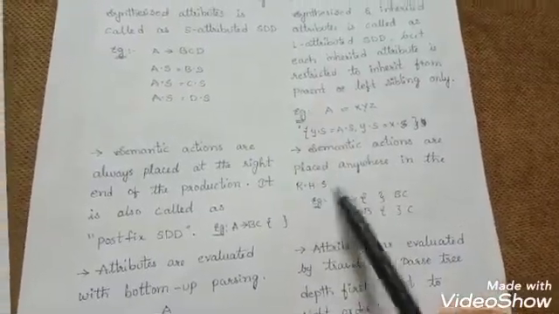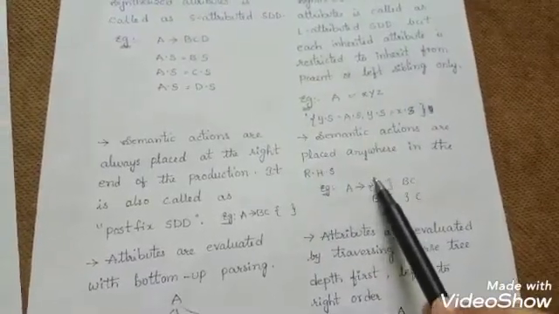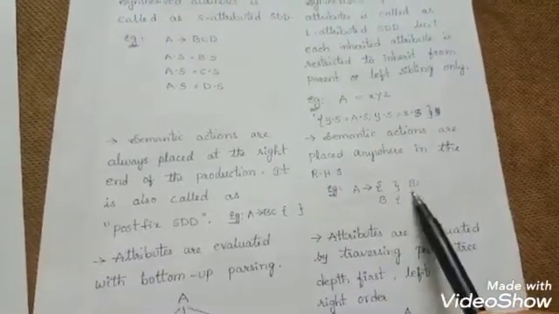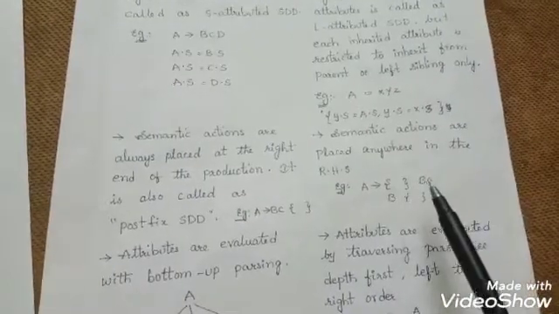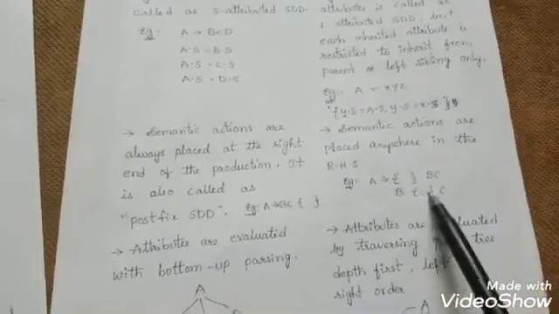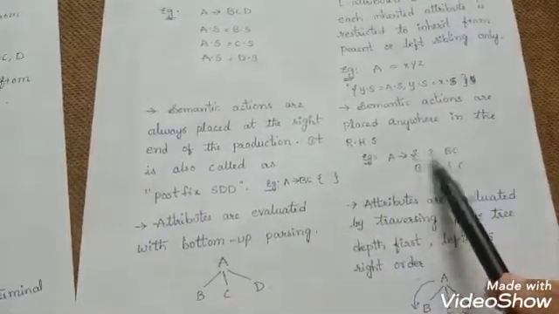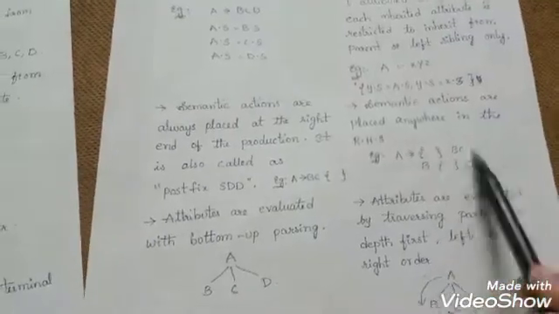So here, anywhere we can place them: either at the start of the right hand side of the production, in the middle of the right hand side of the production, or at the end of the right hand side of the production. Semantic actions can be placed anywhere. Semantic actions are usually written in curly braces.